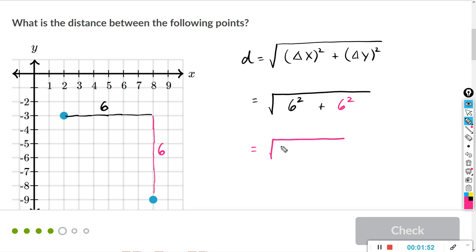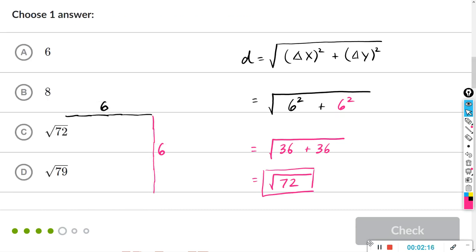So 6 squared is 36. And we still have the square root. 36 plus 36 is 72. Okay, and that's it. It's going to be multiple choice, and Khan Academy does not make you simplify, so it's just going to be the square root of 72. Okay, so if you scroll down to your multiple choices, we're looking for the square root of 72. That's answer C.